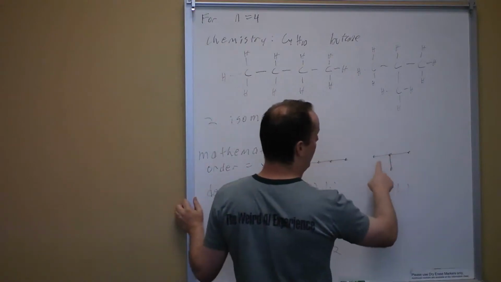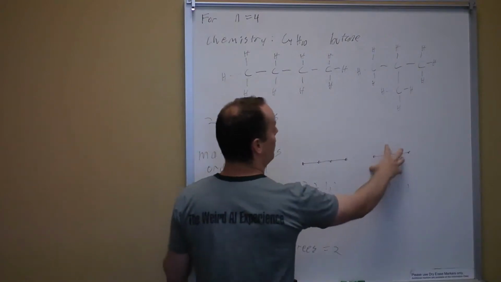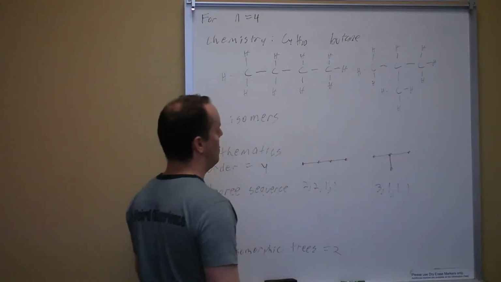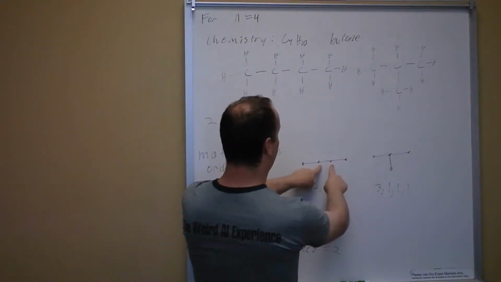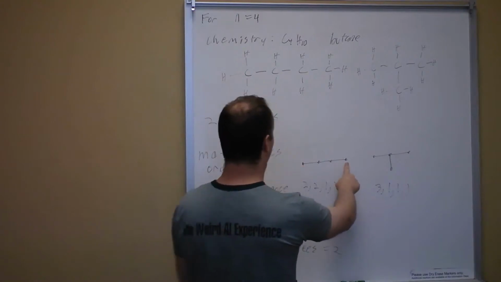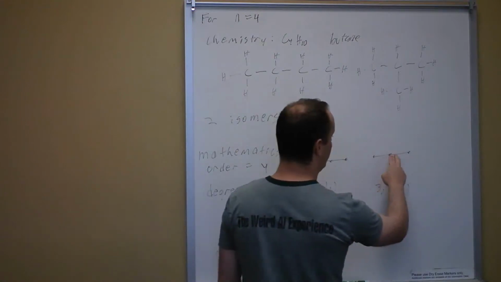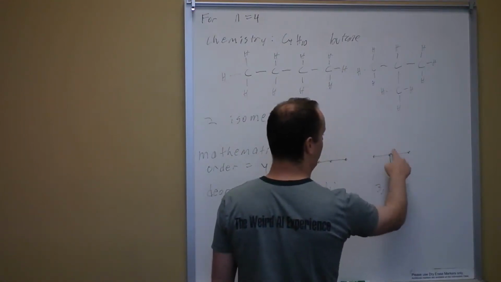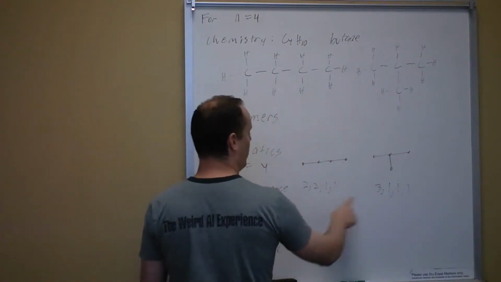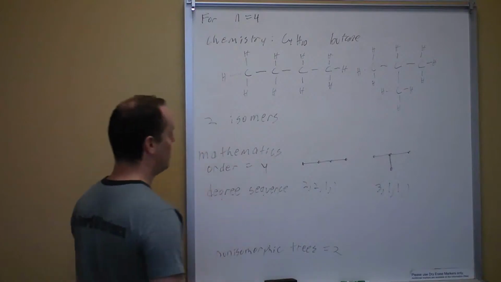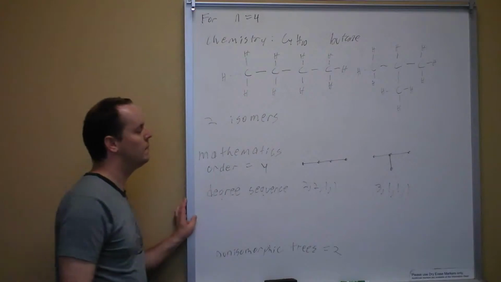And then over here, we have the 3 in a row, and then the 4th one coming off the middle one. So this corresponds to that one up here. So again, we have these 2 nodes in here that are secondary, and then we have these two over here that are primary. So we have the degree sequence 2, 2, 1, 1. And then here we have this one node here that's tertiary, and then we have these three nodes that are primary. So we have the degree sequence 3, 1, 1, 1. So we have two non-isomorphic trees of order of 4.